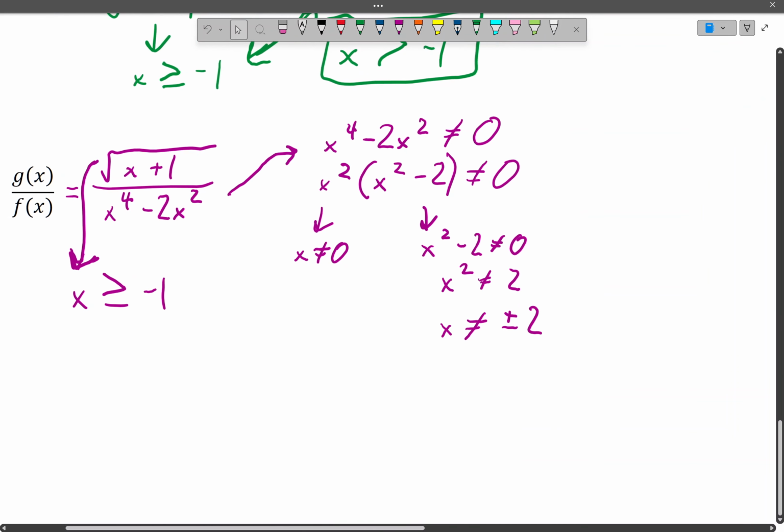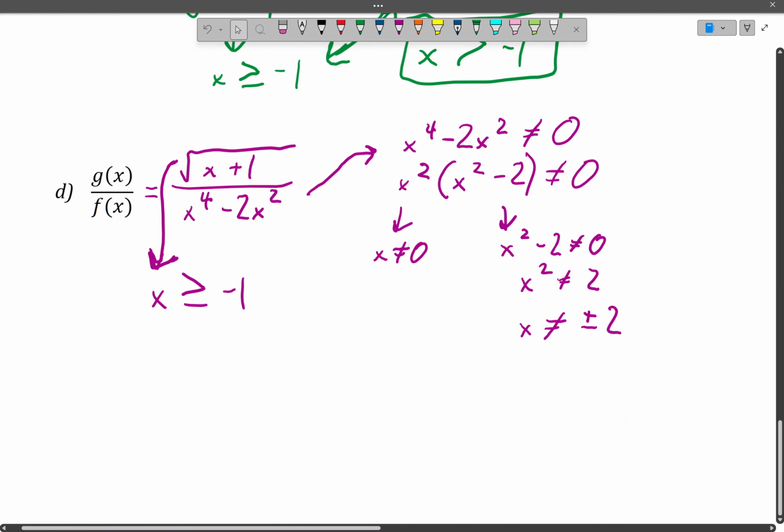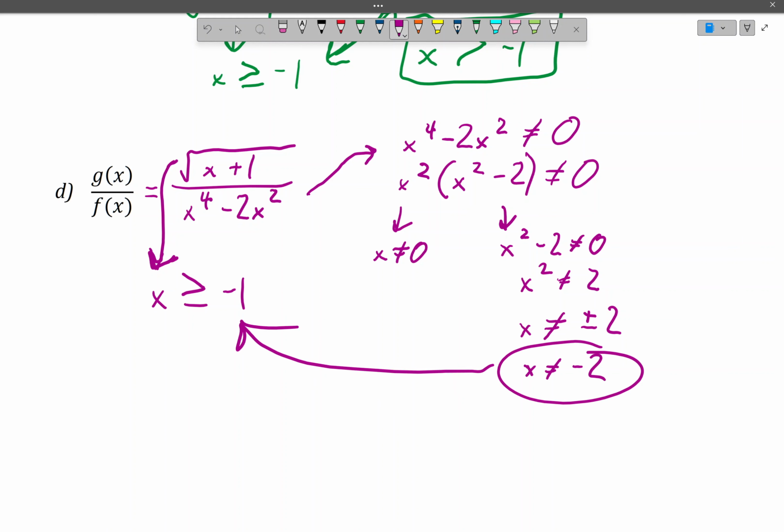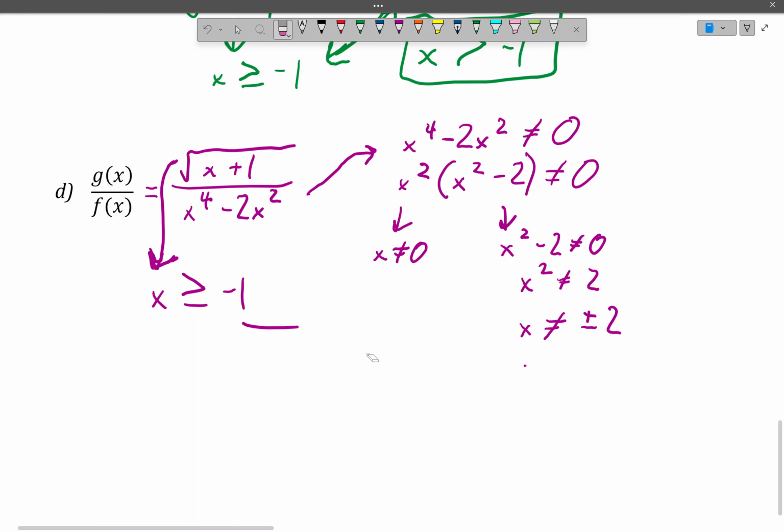We want to write them all together if possible. Okay, the only ones that simplify together are, since x has to be greater than or equal to negative 1, you don't need to say this part, right? This is already included inside this restriction. So we're not going to include that part because, as mathematicians, we're really lazy. We don't want to write things twice if we don't have to.